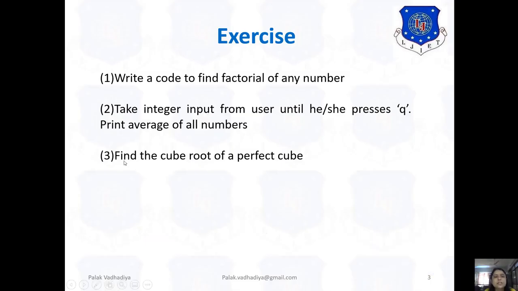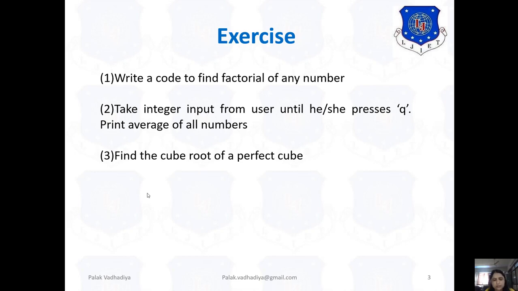Now we will discuss our last exercise, that is find the cube root of the perfect cube. That means if the user will enter the 27, then your answer should be what? It's a 3, because the cube root of the 27 is what? It's a 3. If the user will enter the 25, then simply print that it is not a perfect cube.